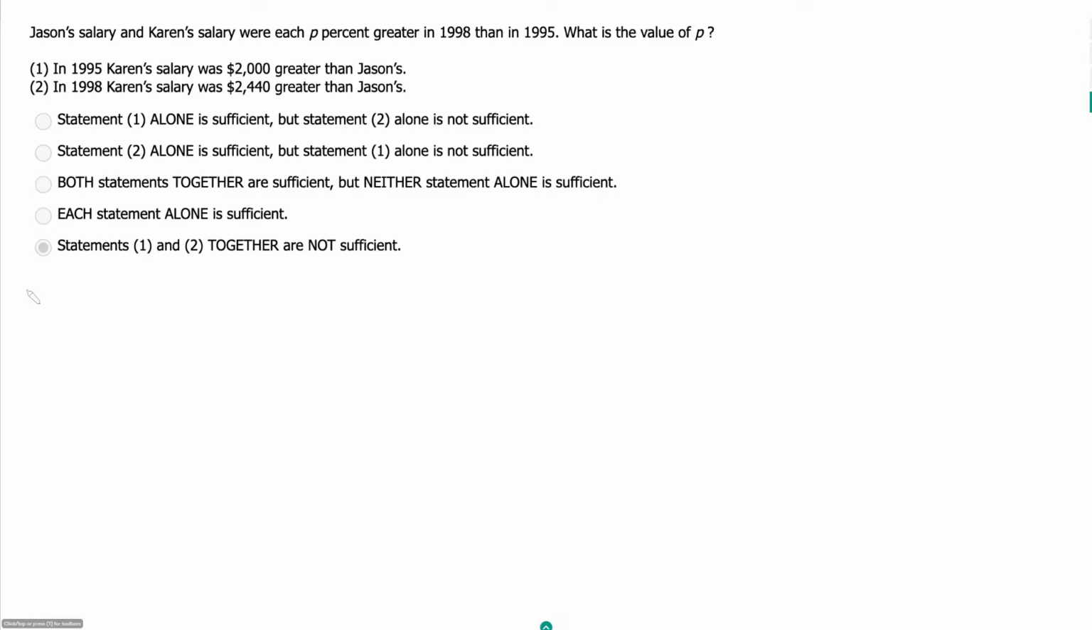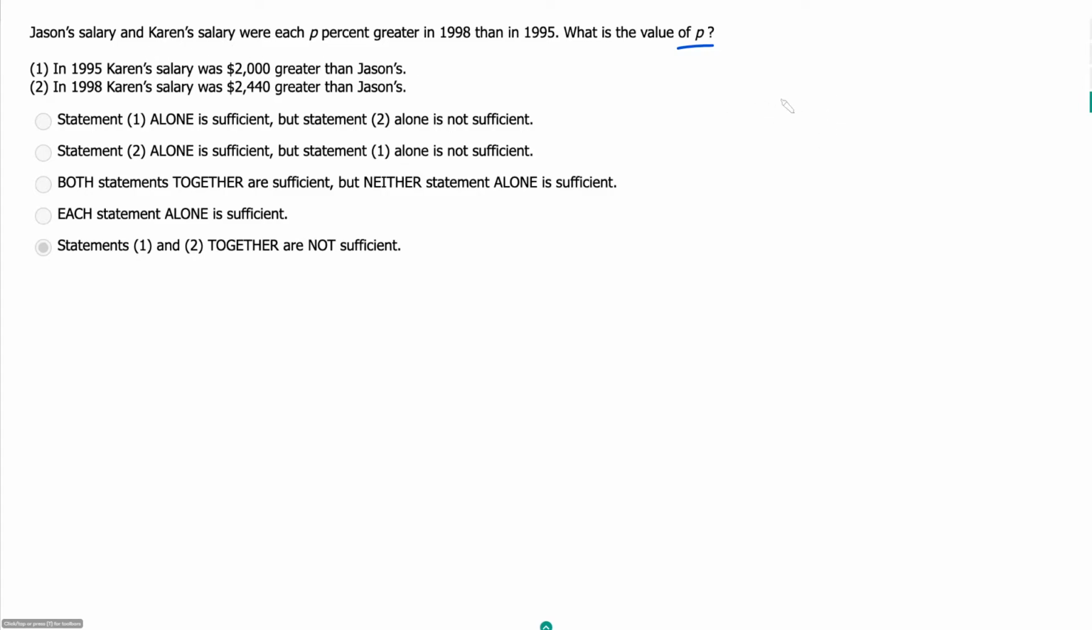Jason's salary and Karen's salary were each P% greater in 1998 than in 1995. What is the value of P? So we want to be able to make translations that involve equations involving P. And so can we do that? So what do we know?